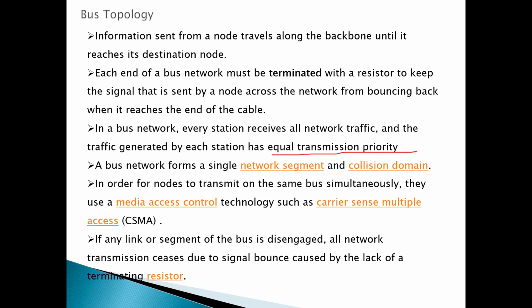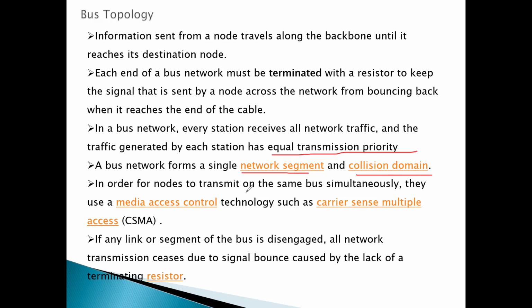Who has access? A bus network forms a single network segment and collision domain, because if two PCs or two computers send data at a time, then there will be a collision because it has only a single path to transmit the data. And the other PC or other computer has to wait for the path to clear.